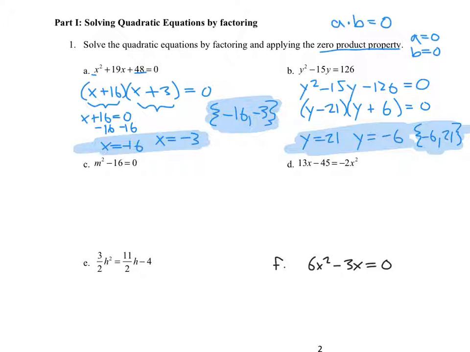Okay. In the next one, we have two perfect squares, so we can factor the difference of squares. So we put m and m, 4 and 4, one's a plus, one's a minus. And our answers are going to be negative 4 and positive 4.